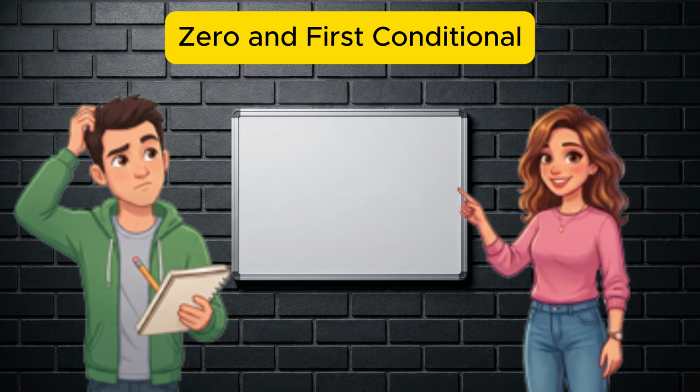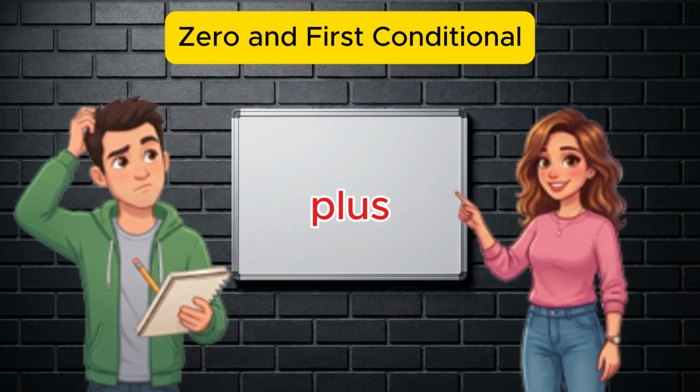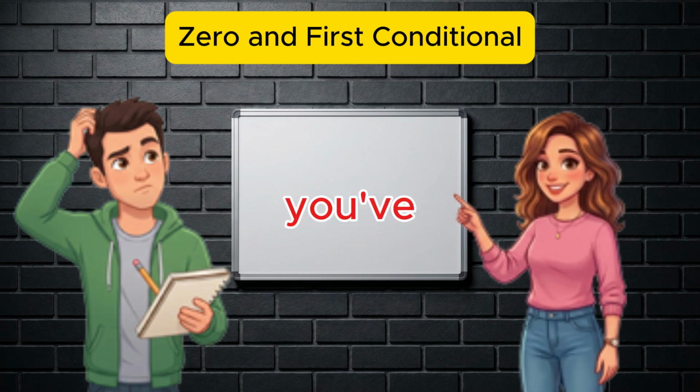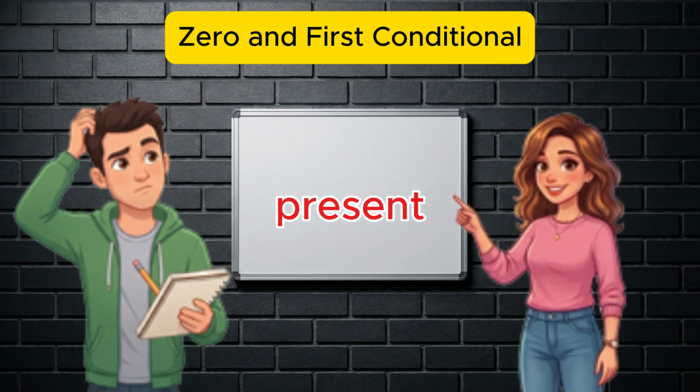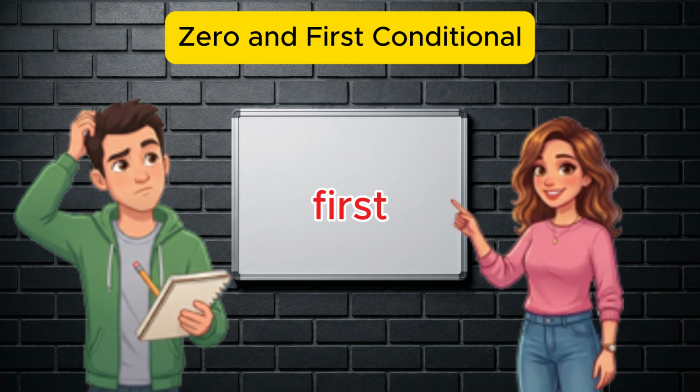See the difference? So it's if plus present, then present for zero, and if plus present, then will plus verb for first? You've got it. Both use present simple after if, but zero conditional uses present simple in both parts. First conditional uses will in the result.